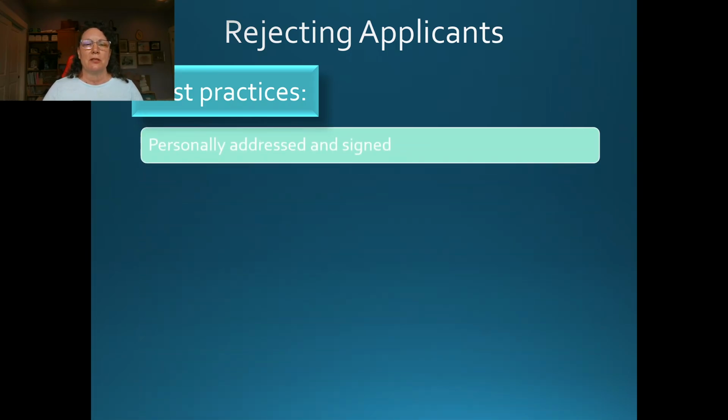But the best practices, first off: it should be personally addressed to that applicant so that their name is included, and they know that you're not just saying, "Dear applicant," but "Dear John Smith." Personally address it and then personally sign it. Don't use the auto sign. I'm the worst. I have a little image of my signature and I put it on letters. Don't do that. Print the letter and sign it with your own hand.